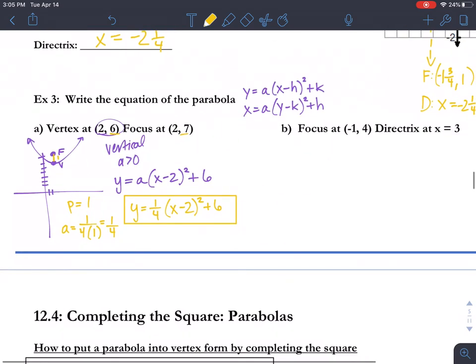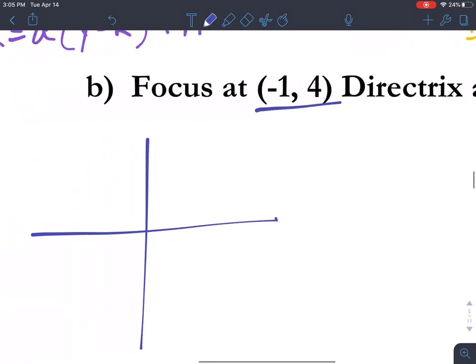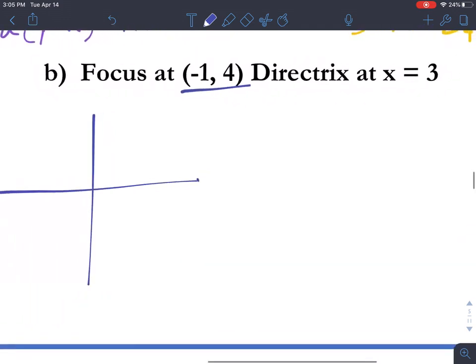All right, guys, and last one for this page. Let's take a look at this one. It says a focus at (-1, 4). And again, feel free to pause if I'm going too fast. I'm just trying to be efficient. And the beauty of video is you can pause.